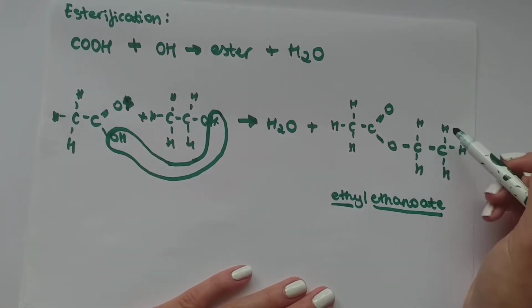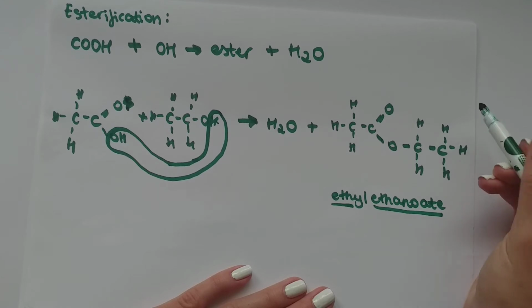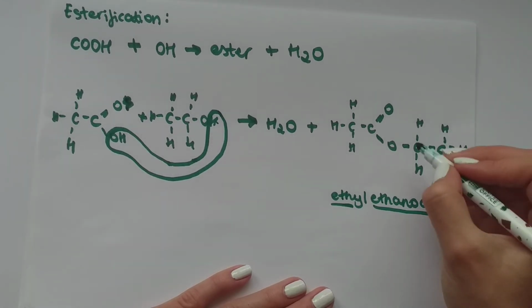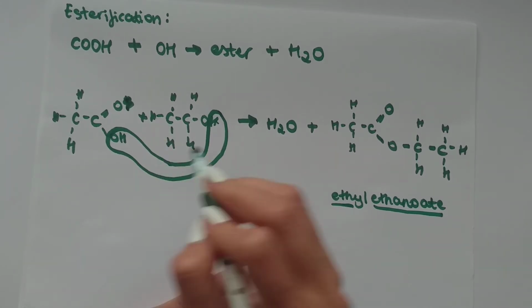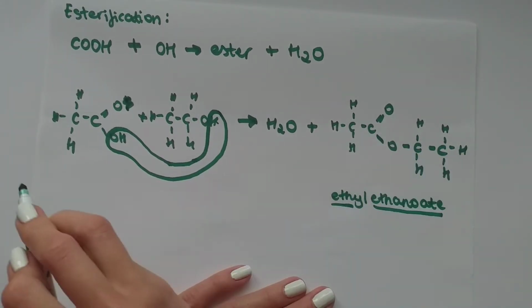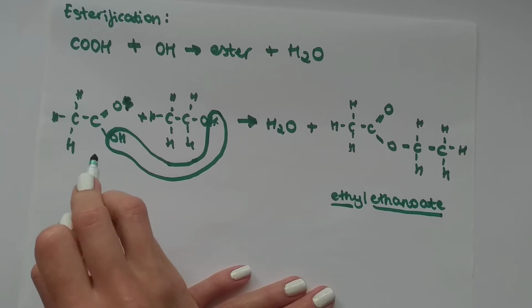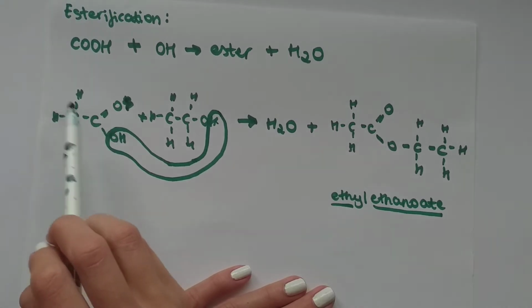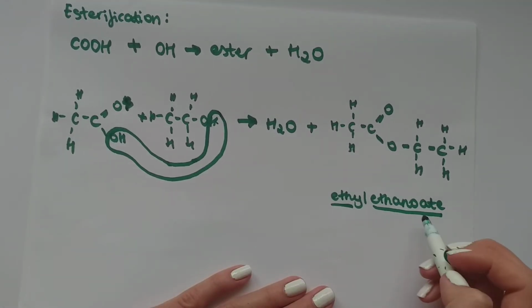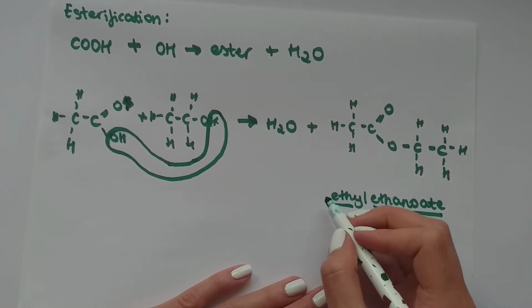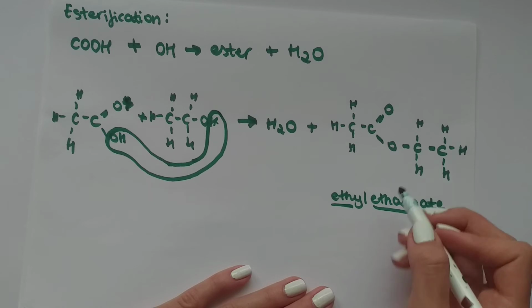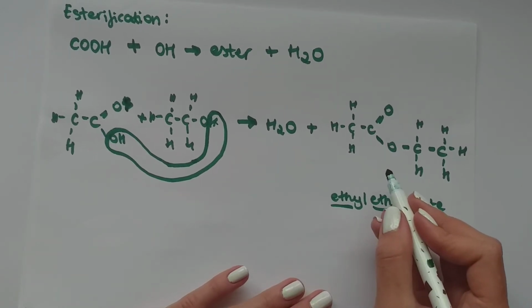So if this was a propanol, and our carboxylic acid would still be ethanoic acid, our name would be propyl ethanoate. So the first part belongs to the alcohol and the second part belongs to the acid.